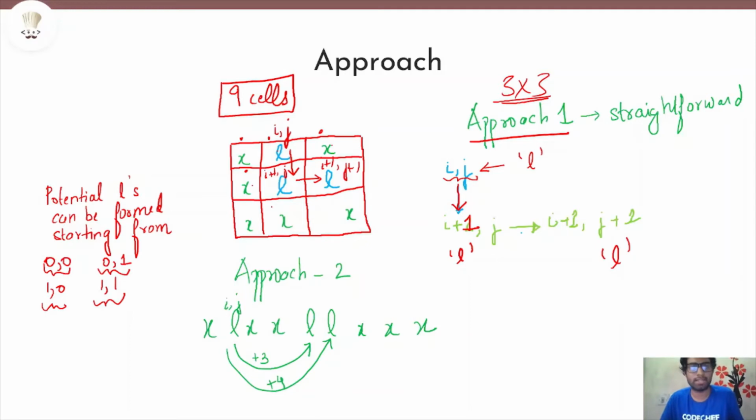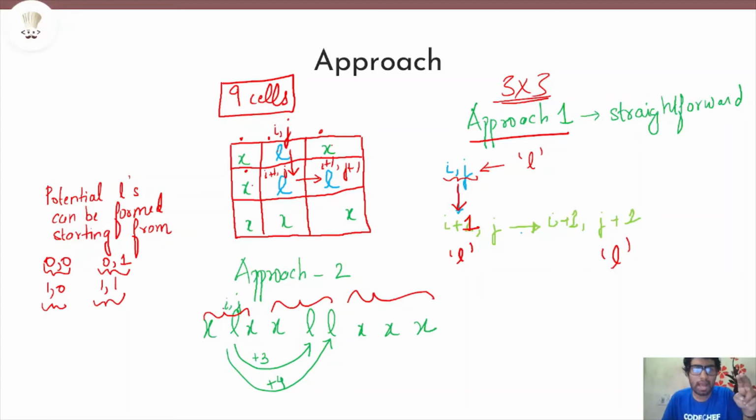instead of taking this as a proper matrix, what if we flatten it into a 1D array like this? What I've done is nothing but this XLX is the first row, this XLL is the second row, this XXX is the third row. I've done nothing but write the grid here in the 1D array format.